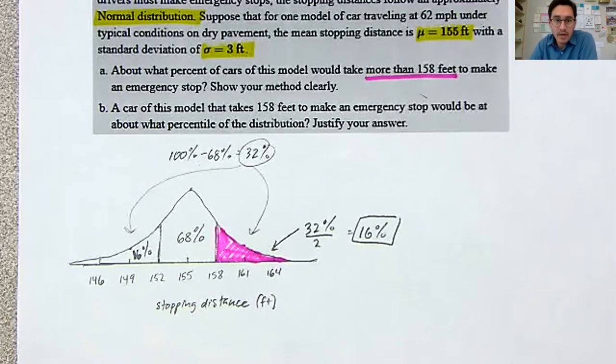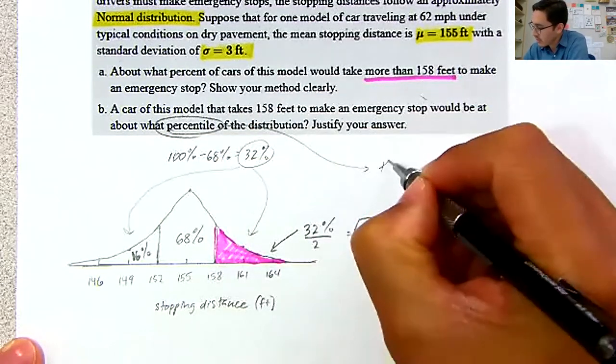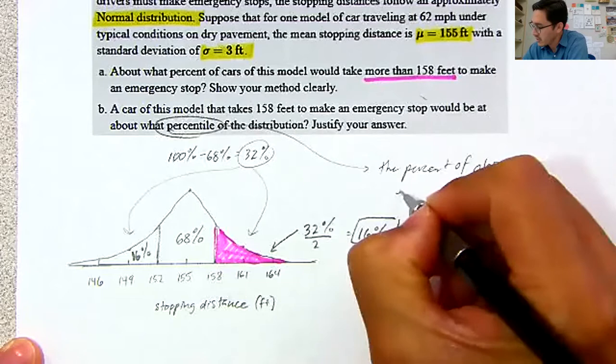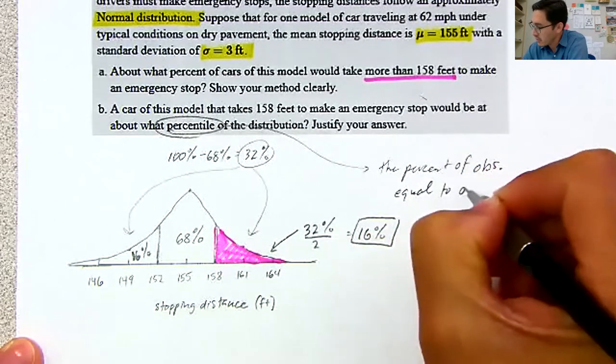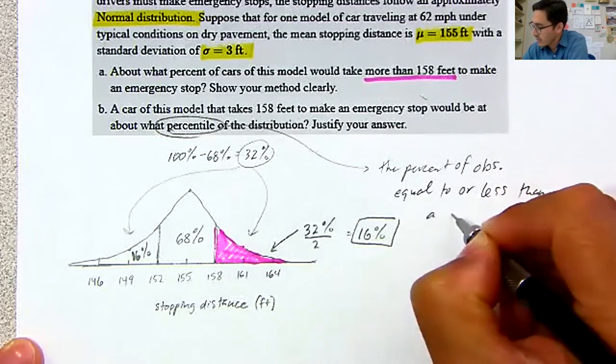Right, part B. A car of this model that takes 158 feet to make an emergency stop would be at about what percentile of the distribution? Justify your answer. Okay. So the word percentile refers to the percentage of observations equal to or less than a value. Let's write that somewhere. Percent of observations equal to or less than a particular value.